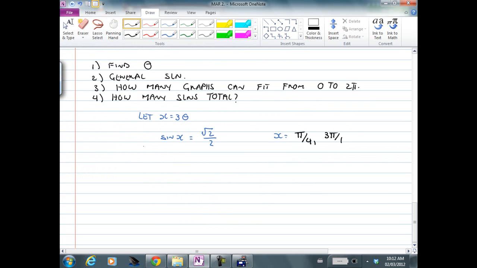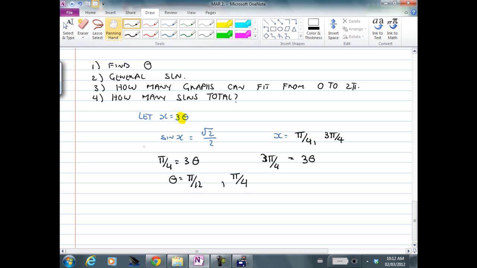See, normally you guys are done, but the only twist is, look, there's 3 theta. So I go back and sub in, because my goal was to find theta. So pi by 4 equals 3 theta, so theta equals pi by 12. My other answer is 3 pi by 4 equals 3 theta, and if I did this right, I should get pi by 4. 3 pi by 12 is pi by 4.